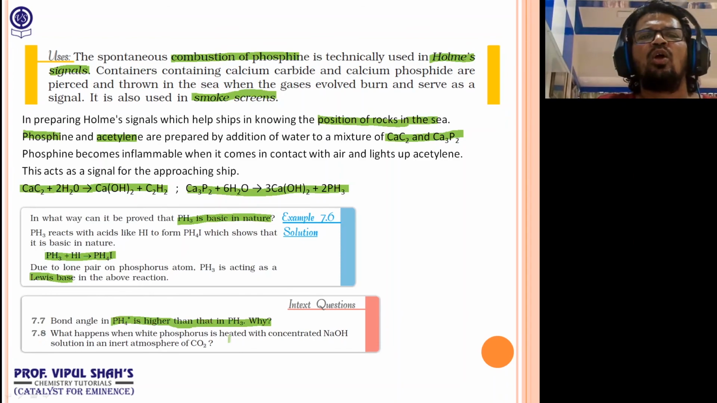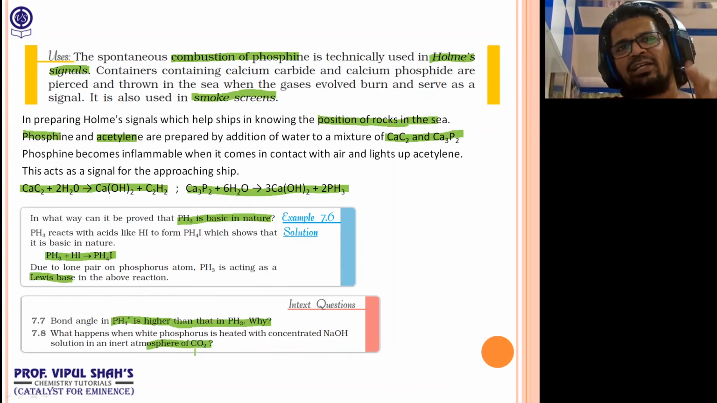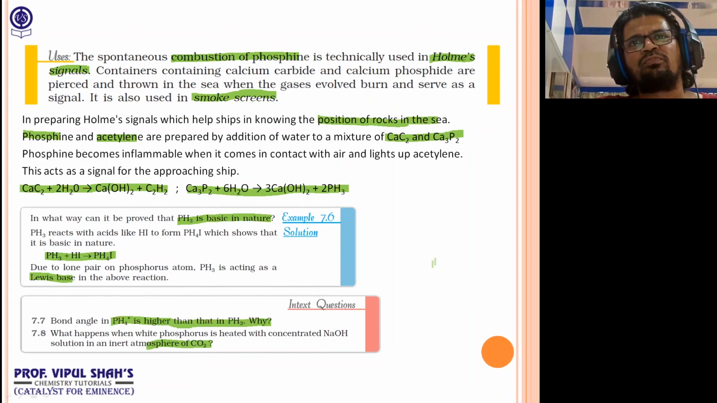And second, what happens when white phosphorus is heated with conc NaOH in an inert atmosphere of carbon dioxide? The same reaction we did on the previous page. Phosphorus combines with NaOH and water to form phosphine and sodium hypophosphite. That's the reaction, preparation of phosphine.